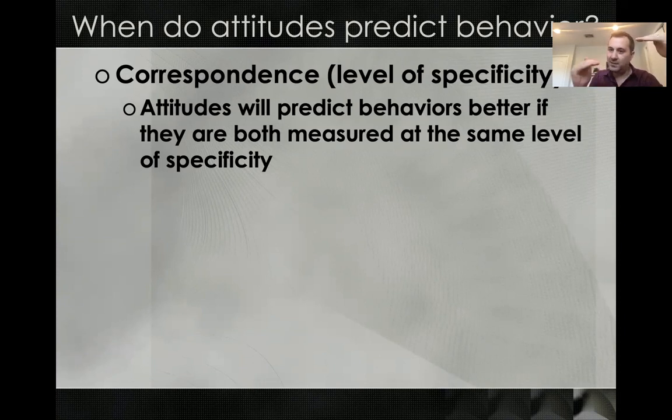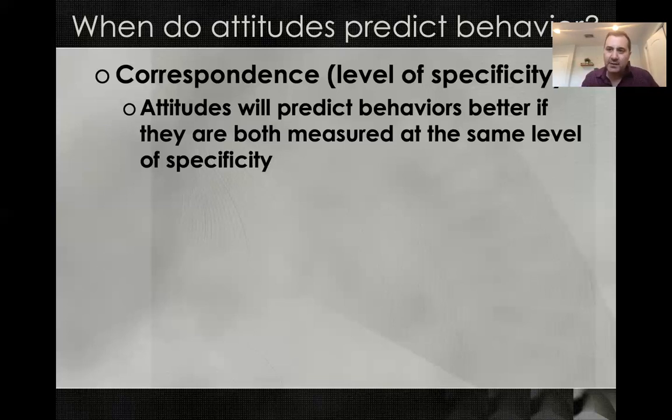If you want to predict a specific behavior, you've got to ask the attitude question at the same level of specificity. So in the Lapierre study, they should have asked something like, would you serve a well-dressed Chinese couple accompanied by an American professor, if that's the behavior that they're actually measuring?